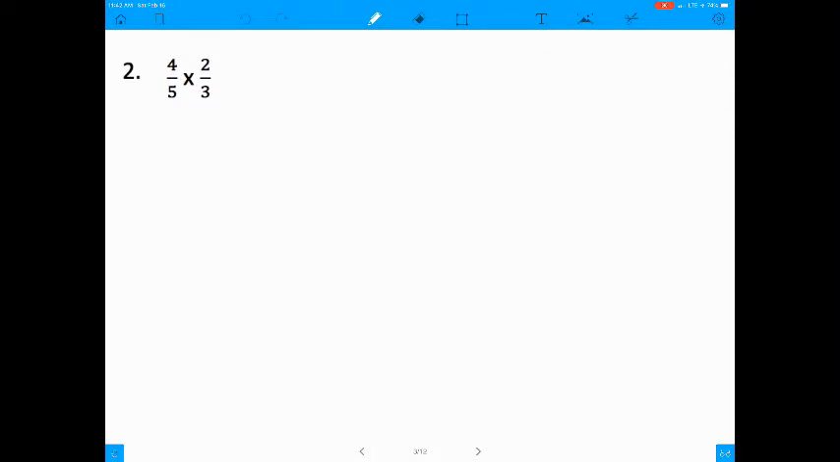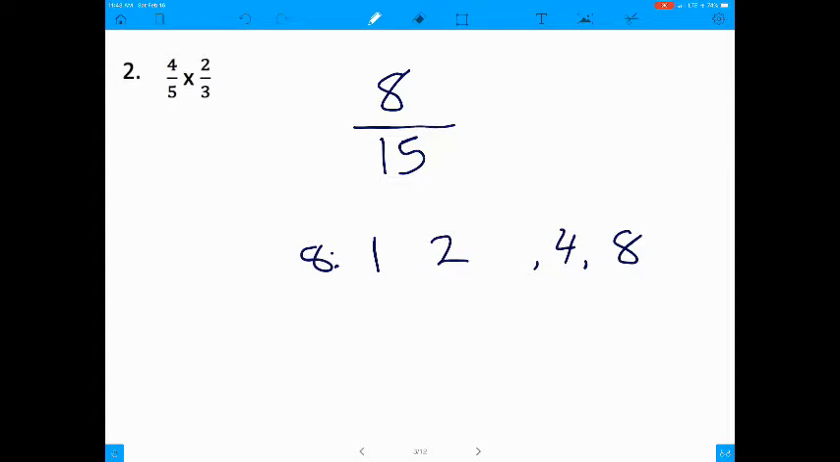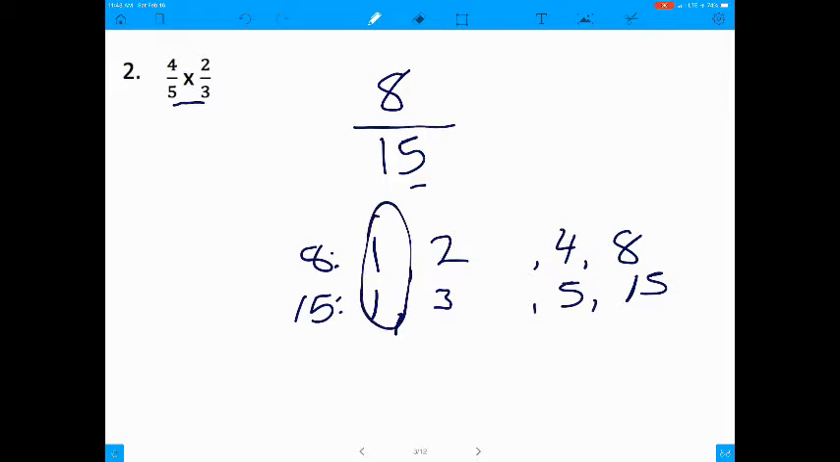Number 2 is 4 times 2 and we get 8. And then 5 times 3 and we get 15. And as you do math, you will realize you don't always have to write these out because you'll be a math whiz and you'll just know how to reduce them. So we have 1 and 15, 2 will not because it's odd, 3 will because we're looking right there, and 4 will not.